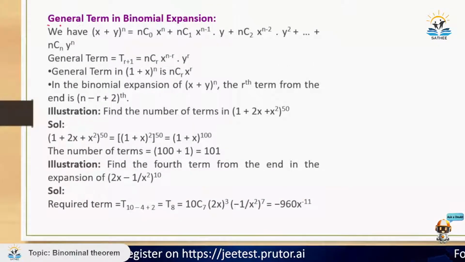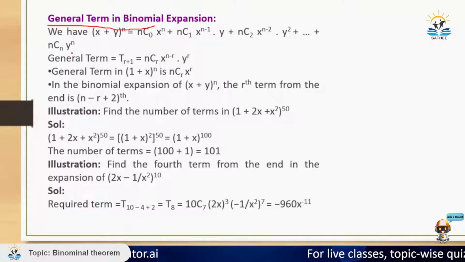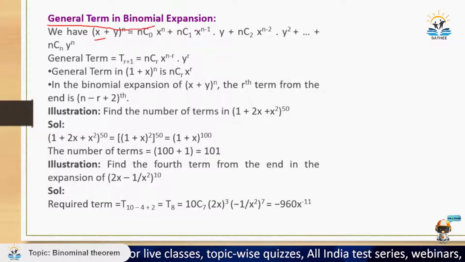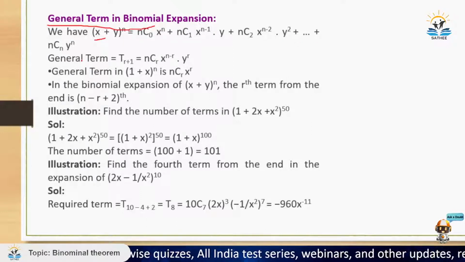Okay, so now coming on to the very important concept of general term. General term in binomial expansion. This is also a very important concept because this is used many a times. So, how can you calculate the general term? Basically, firstly, when you expand (x plus y) power n, you will get nC0 x power n, and then keep on decreasing the power of x: n minus 1, n minus 2, and increasing the power of y: y power 0, y power 1, y power 2 up to y power n.